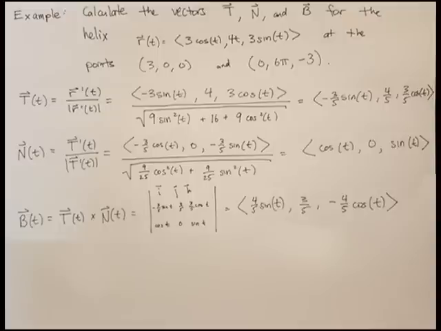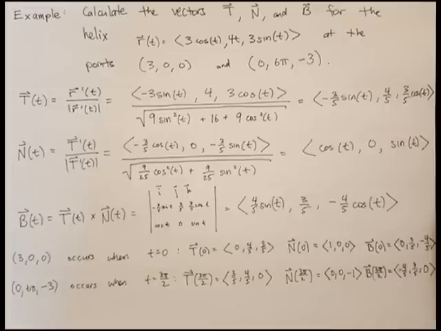Now that we have formulas for all three unit vectors, we can plug in our points. The point 3, 0, 0 occurs at the time t equals 0, and the point 0, 6 pi, negative 3 occurs at the time t equals 3 pi over 2. Plugging these values for t back into the formulas can give you the vectors that form inertial reference frames at those points.